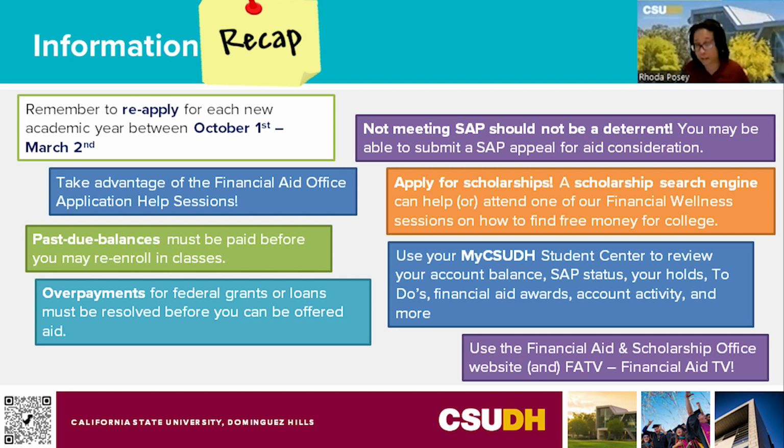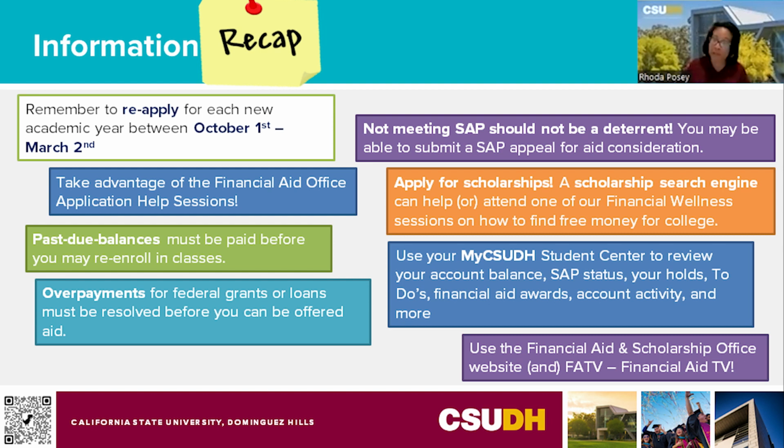If you are not meeting SAP, you should not be deterred. You may be able to submit a SAP appeal for aid consideration. Apply for scholarships, and use a scholarship search engine that can help. Attend one of our financial wellness sessions on how to find that free money. We'll help guide you through that process so it is not so overwhelming. Also use My CSUDH and your student center, because you can look at your account balance, your SAP status, your holds, your to-dos, your financial aid awards, and overall account activity. Lots of information is accessible for you on your student center.